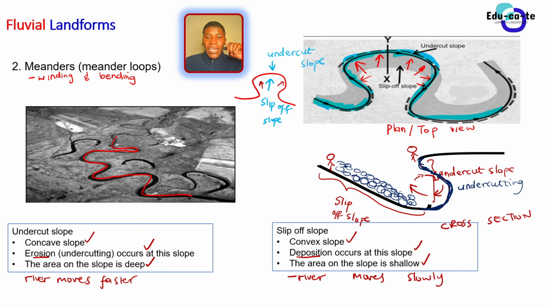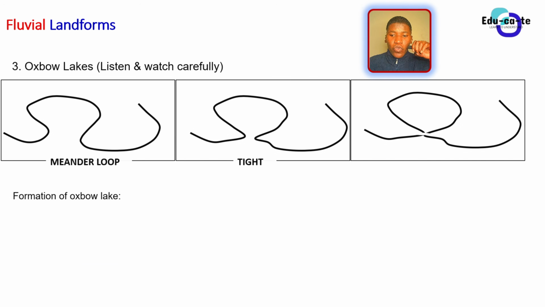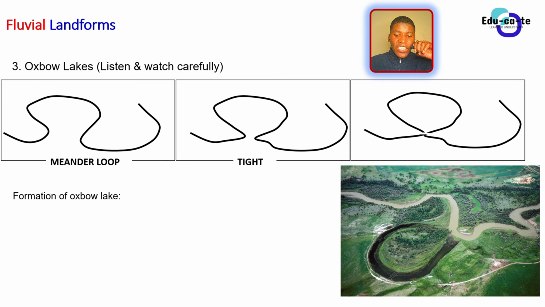So now that you know that, you can look at the meander developing into something else known as an oxbow lake. A meander can change and develop into an oxbow lake. This is how an oxbow lake looks in reality. Now, please listen to this very carefully. This is how a meander loop looks.